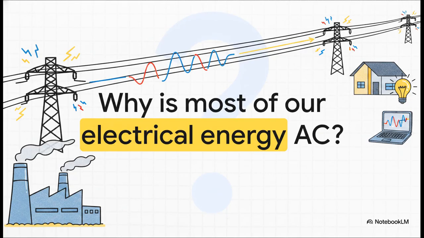So think about this for a second. Why does almost all the electrical energy we use in our daily lives, the power currently running your screen, your lights, your appliances, come to us as alternating current rather than direct current? Well, the answer lies in a brilliant bit of physics that lets us manipulate electricity for highly efficient long-distance travel.